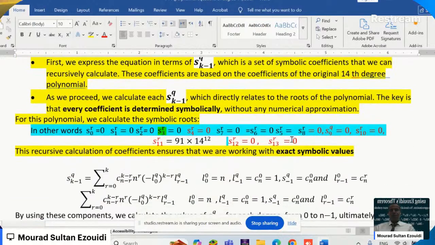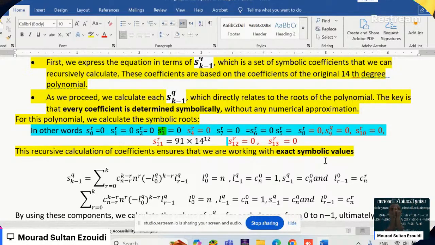So for this polynomial, we calculate the symbolic roots. In other words, we have S0 equal to 0, up to S11 equal to 91 times 14 raised to the power 12, and S12 is 0, S13 is 0. This means we collapsed this original 14th degree polynomial equation to be written as x raised to the power 13 plus S11 x raised to the power 3, squared, because of 14 raised to the power 12 here, so a squared equals 0. And the recursive calculation of the coefficients ensures that we are working with exact symbolic values.